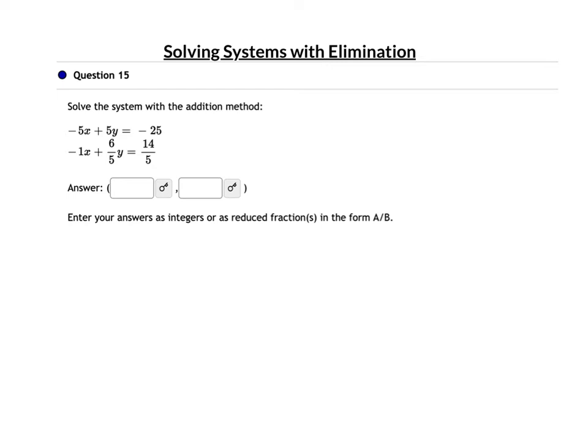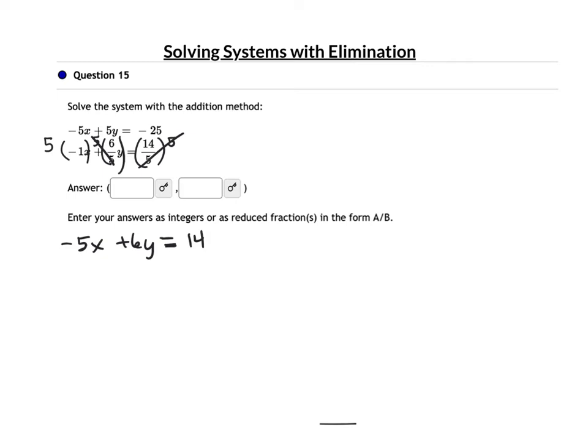Question 15 has some fractions in it. You don't have to put up with those. Let's just get rid of them. So I need to multiply that equation by something that eliminates a fifth. Well, how about we multiply everything by 5? We'll take 5 times 1x, 5 times 6/5, and 5 times 14/5. So that equation will become negative 5x, the 5's cancel, plus 6y equals, the 5's cancel, 14.